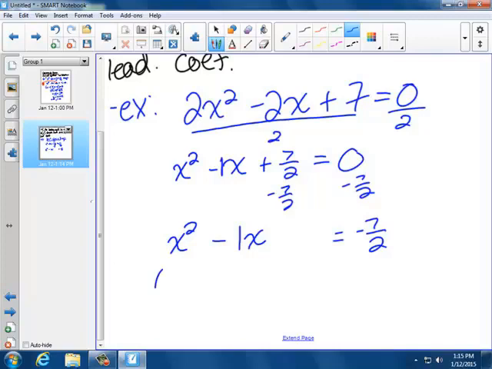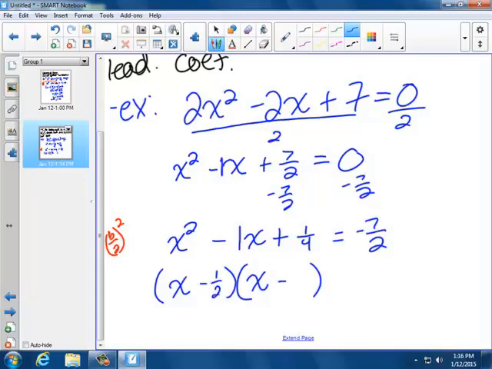So now I have to think about, well, how am I going to get my numbers to multiply to some number and add up to a minus 1? And now remember I said you could do b divided by 2 squared. So in this case, b is a minus 1. Doesn't really matter if it's plus or minus because it's always going to be plus what we plug in right there. So if I take 1 divided by 2, that's a half. And I square it, that's a quarter.